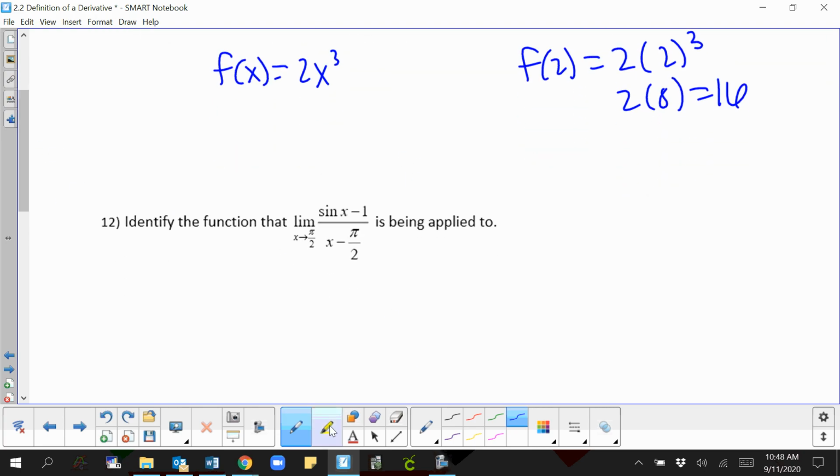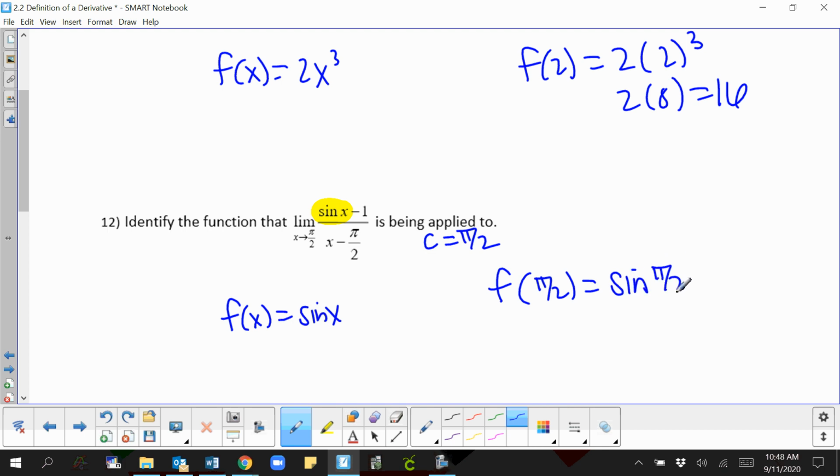And for number 12, it's going to be my sine x. It's that first part when we're looking at the alternate form. So in this case, I'm going to have that f of x is equal to sine x. And my c that I'm going to is my pi over 2. So if I plug that in, I look for f of pi over 2. That means I'm looking for sine of pi over 2, which gives me 1. And so that checks out with my fraction here.